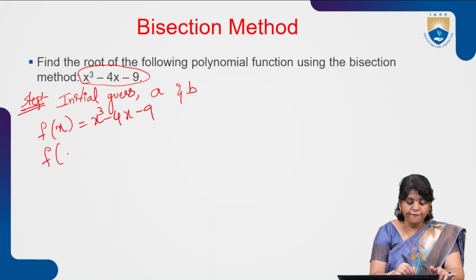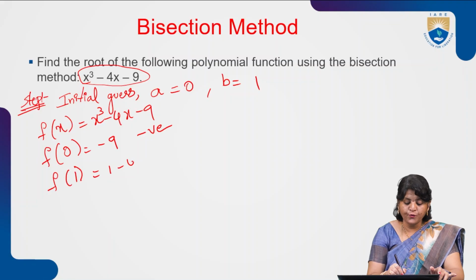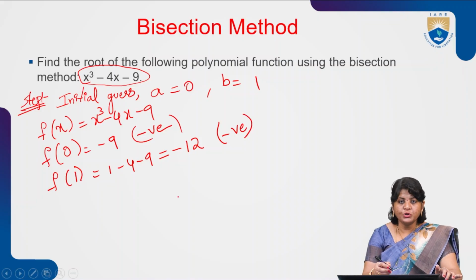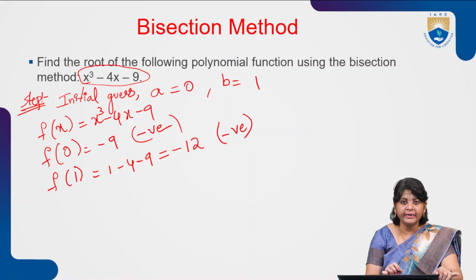Now, for the initial guess, I am going to take A equal to 0 and B equal to 1. So f of 0 is equal to minus 9, so we got one negative value. And f of 1 is 1 minus 4 minus 9, which is also a negative value, minus 12. So like this, we need to find a positive value also. Here I got only negative values.